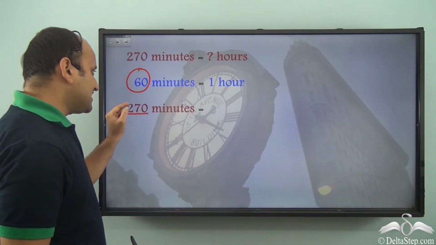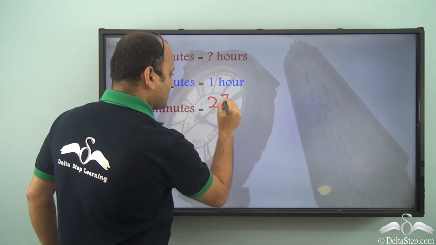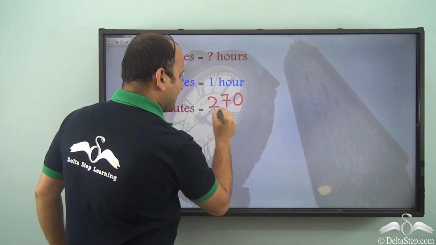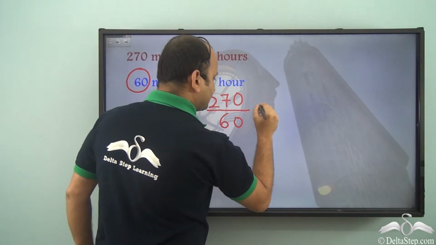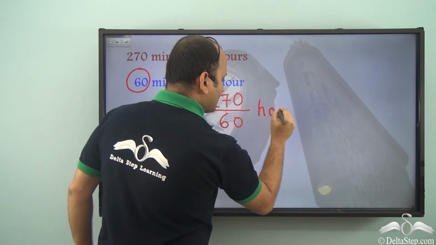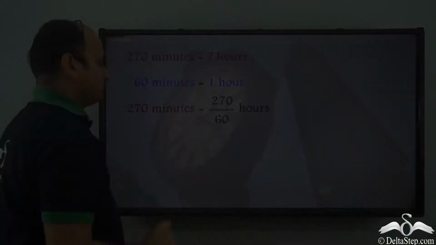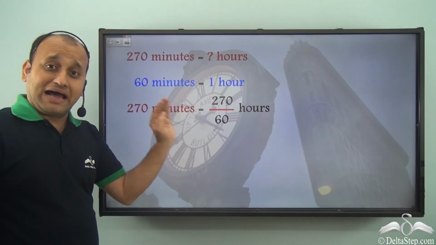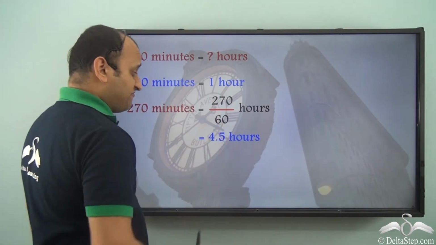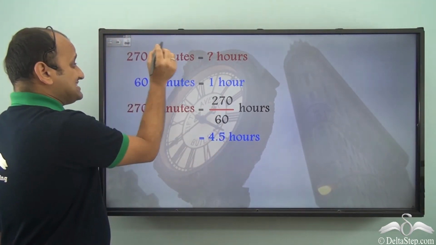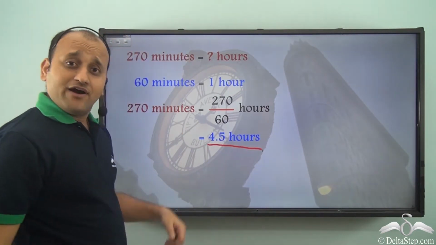So it will be 270 by 60 hours. So 270 by 60, which is 4.5. So 270 minutes is equal to 4.5 hours.